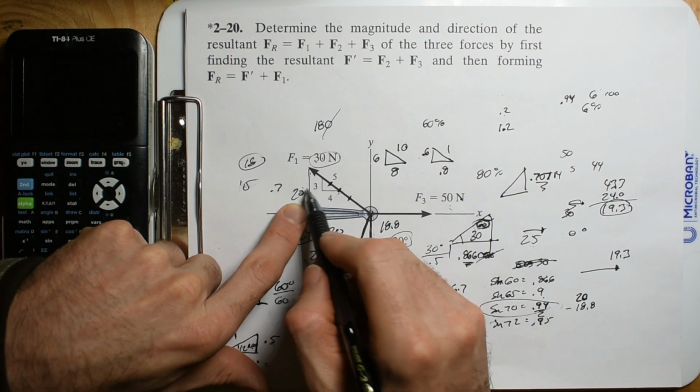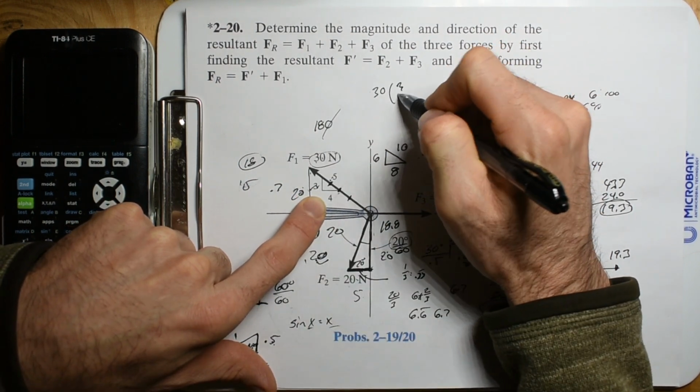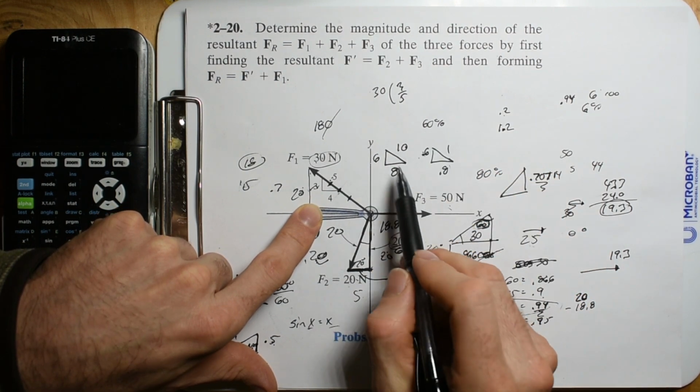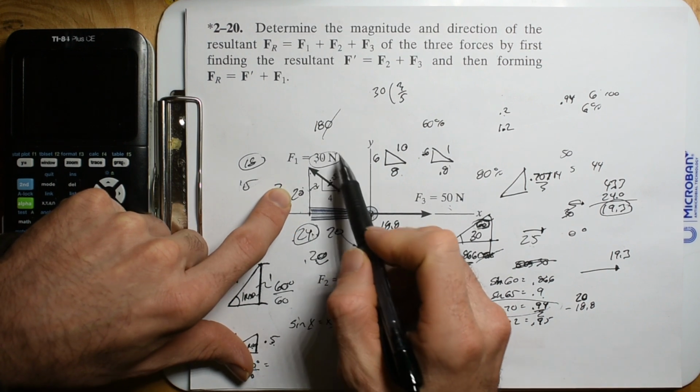Now, is that right? Because the other way to do this is to take 30 and take 3/5 of it. I didn't mention that. So instead of doing this 60% or making this a 6 and this an 8, you can just take this component as 3/5 of 30.